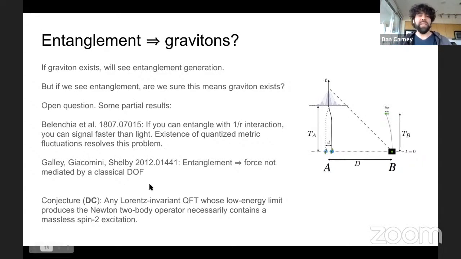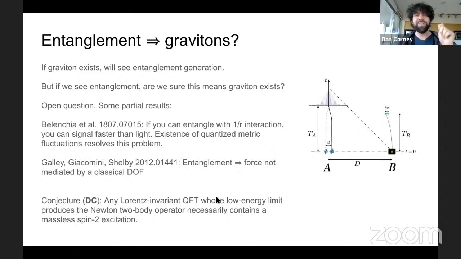So, I put this as a conjecture. The kind of statement you want to make is, in any field theory where you get the Newton interaction at low energies, that field theory definitely has a massless spin-2 state, meaning it has the graviton. So you'd really like to show something like this, and this is an open question. Certainly I work on this from time to time, and I'm sure other people have thought about it. It's not a simple problem. In fact, the answer is probably wrong.